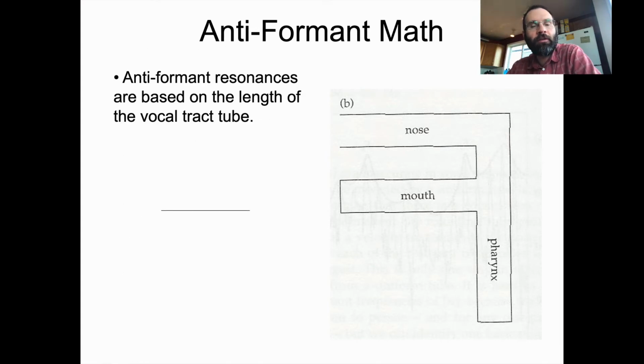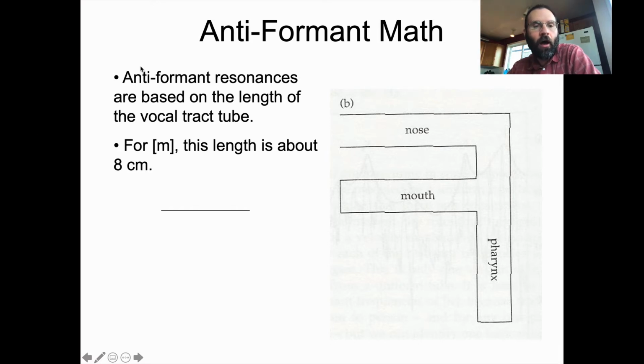Ideally, the math that shows you how to determine what the anti-formant frequency should be is going to be based on the length of this vocal tract tube, in the same way that formants are based on the length of an open tube of any sort. So let's walk through an idealized example where we have a vocal tract length of about 8 centimeters. If you remember, this length here was about 9.5 centimeters, and this would be about 8 centimeters to give you a total length of 17.5 centimeters through the pharynx and the mouth for a vowel like schwa.